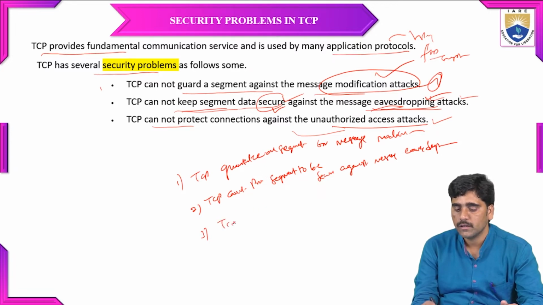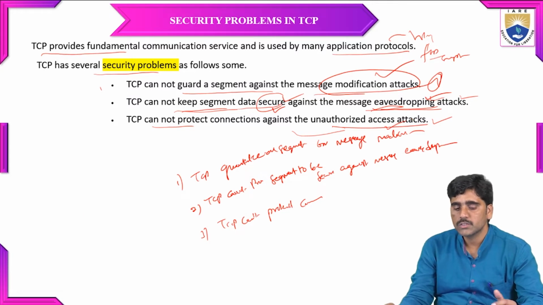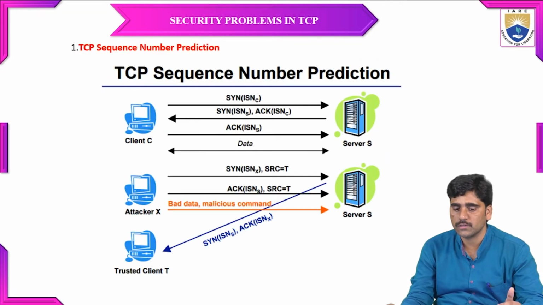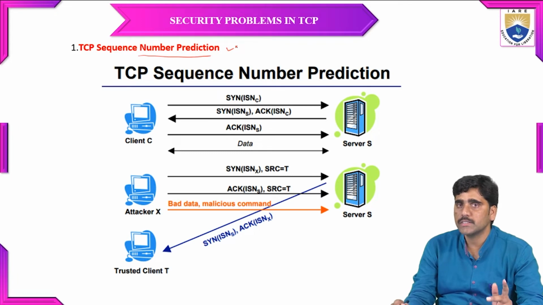So TCP cannot protect the connections against unauthorized access attacks. Based on these main security problems, the TCP protocol has different issues. The first one is TCP sequence number prediction. So there is one problem: the attacker is able to predict the sequence number of the TCP, which they are going to access next.